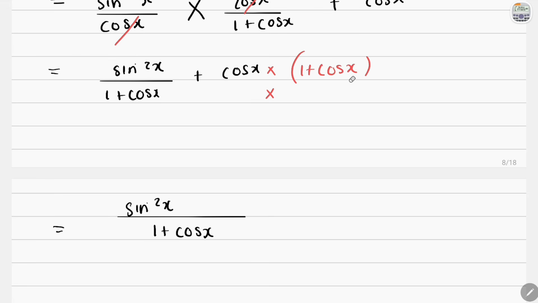Okay, so you're multiplying it by something with two terms, so use brackets. When you multiply in, you're going to get a cos x and a cos squared x. I'm just going to write the cos squared x first because you can see that's where the 1 is going to be formed. And then the plus cos x.